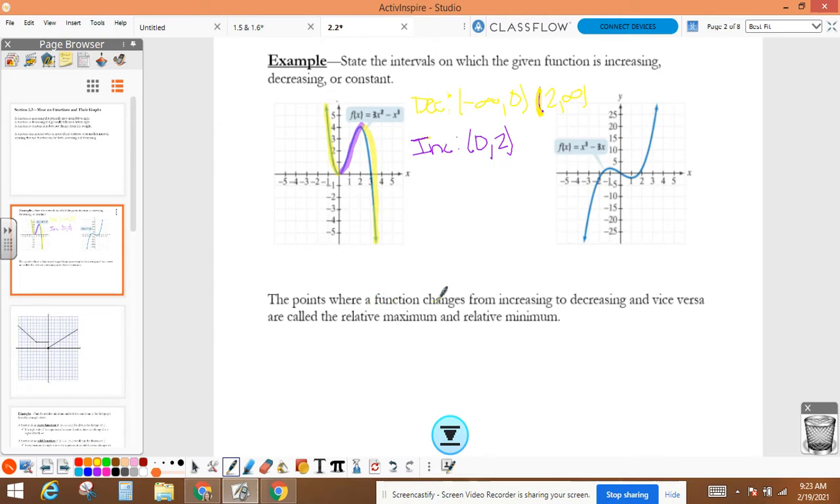All right, so this next little comment down here says the points where a function changes from increasing to decreasing and vice versa are relative max and relative min. So if I go from decreasing to increasing, I have a valley. So that would be considered a relative minimum of 0.